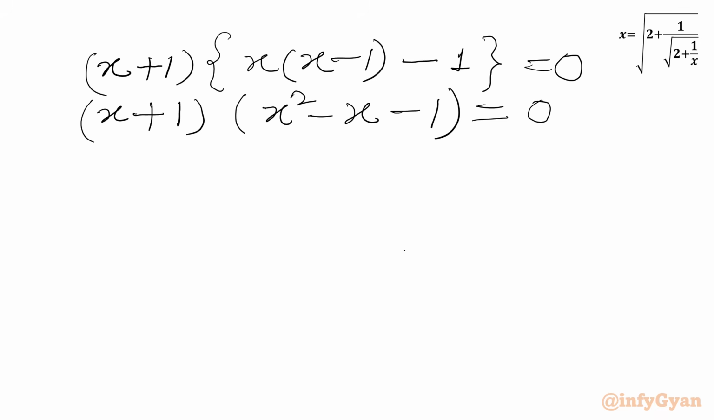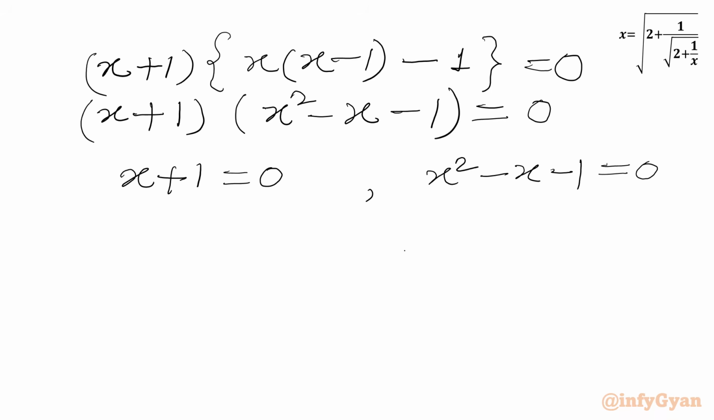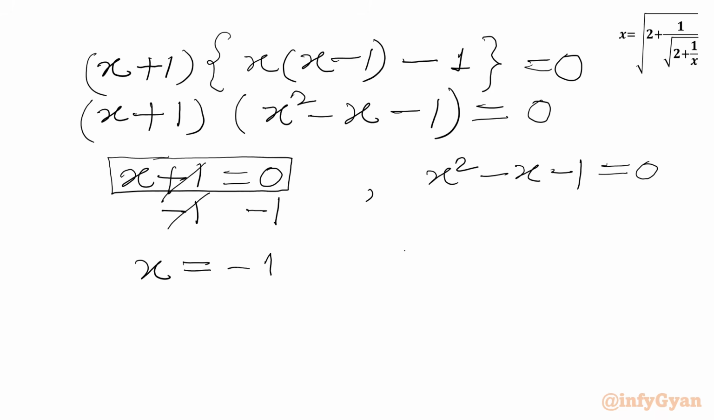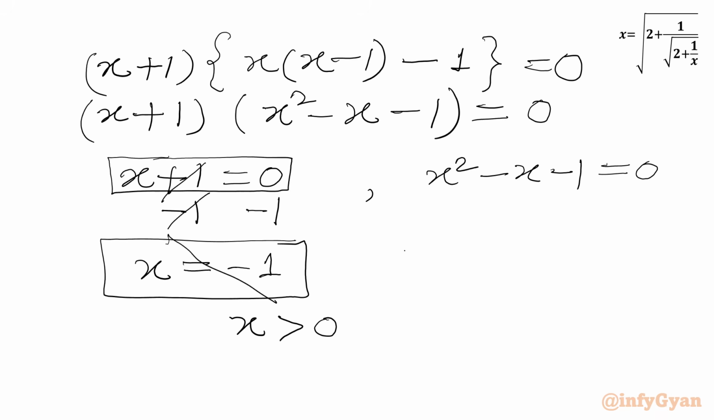Now we'll use product 0 rule. So we'll get two equations, either x plus 1 equal to 0 or x square minus x minus 1 equal to 0. So from first equation, x plus 1 equal to 0, we will subtract 1 from both the sides and cancel plus 1 minus 1 from LHS. Our x will become negative 1. As per condition on real numbers, our x should be greater than 0. So we are not going to accept negative 1 as real solution.